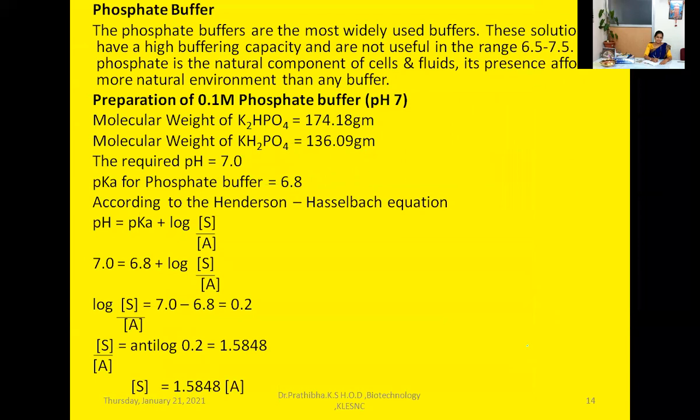If the previous picture was not clear, you can take a screenshot or you can pause the video. You can go through this presentation. I've given here the preparation of the 0.1 molar phosphate buffer of pH 7. And here the molecular weights of K2HPO4 and potassium dihydrogen phosphate. The required pH is 7.0.